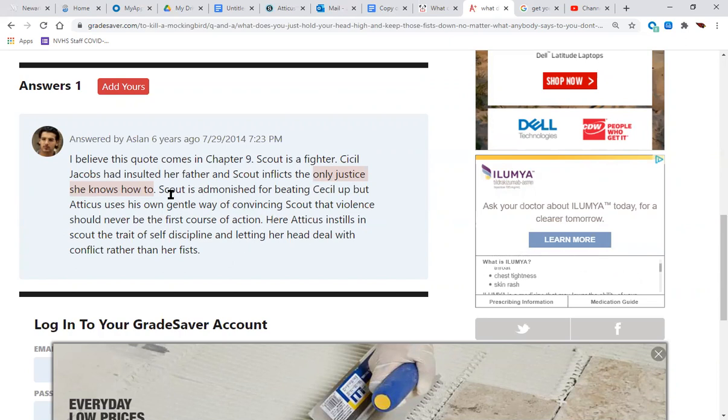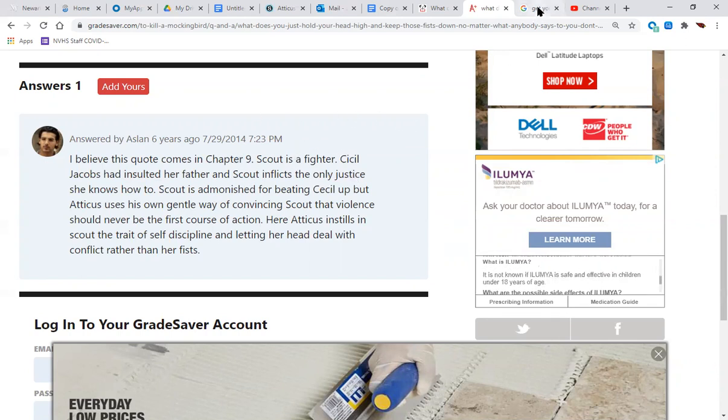So this is what's going on. Scout is being admonished, or she's kind of getting in trouble a little bit for beating up Cecil. Looks like this writer says, here Atticus instills in Scout, not capitalized, oh, he's like trying to teach her self-discipline and allowing her head to deal with conflict rather than letting your fists deal with conflict. So this guy does a much better job 6 years ago of kind of reminding, or maybe for the first time, letting you know the context of what's been happening surrounding this quotation. Scout just got done beating up on Cecil Jacobs for talking trash about her dad. He insulted her father, probably about defending Tom Robinson.